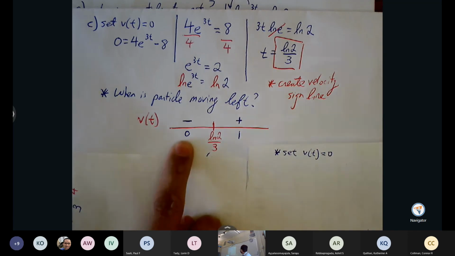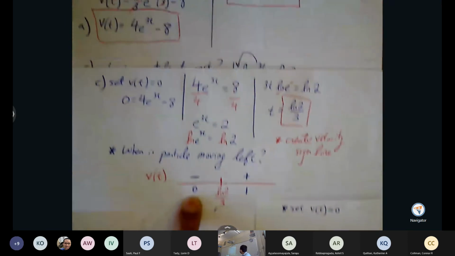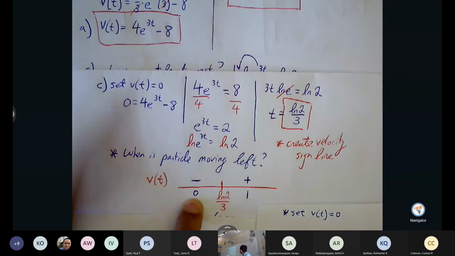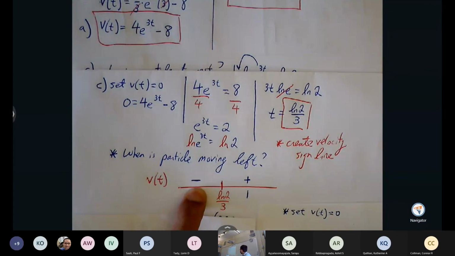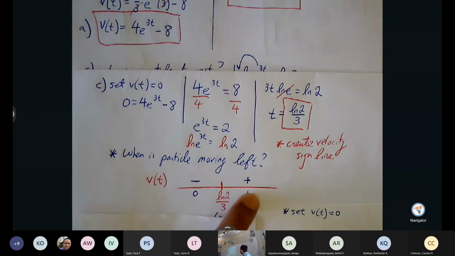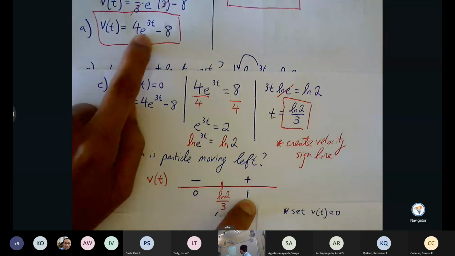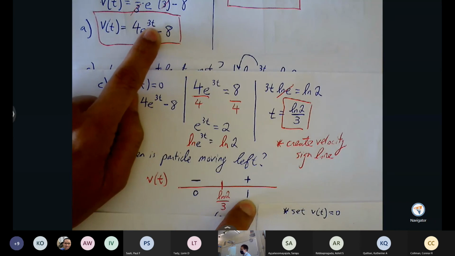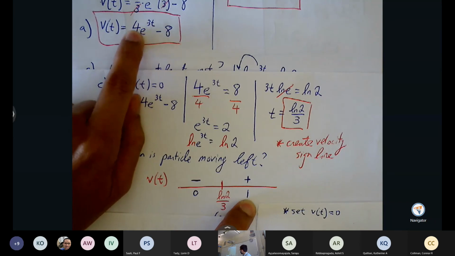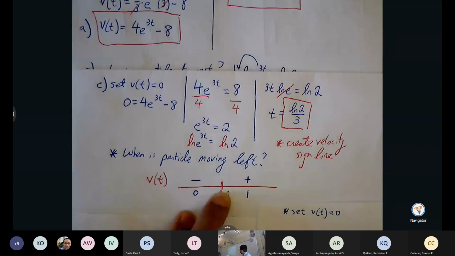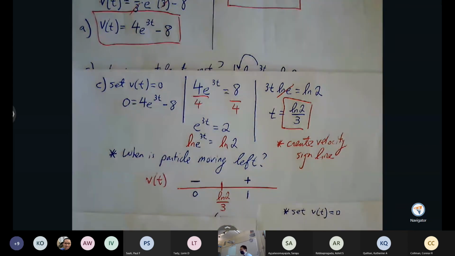So into the velocity function, e to the 0 is 1. 4 times 1 is 4. 4 minus 8 is negative, so negative velocity. And then to the right of my critical point, if I plug 1 in, e to the third power, that's 2.7 to the third power, around 8 or 9. 9 times 4 is 36. 36 minus 8, still positive. So we can say our particle is moving left in which interval?